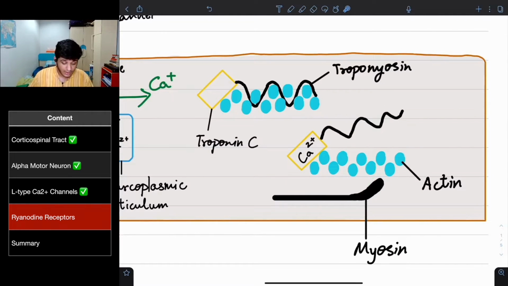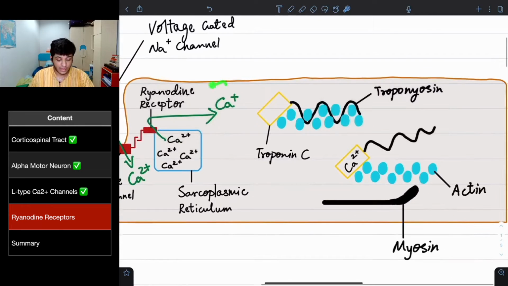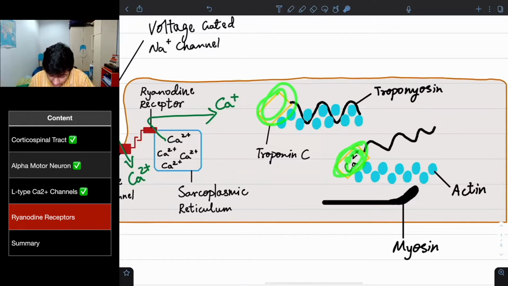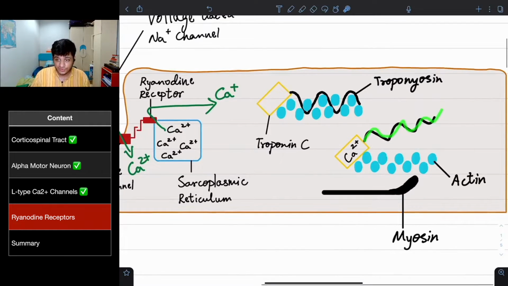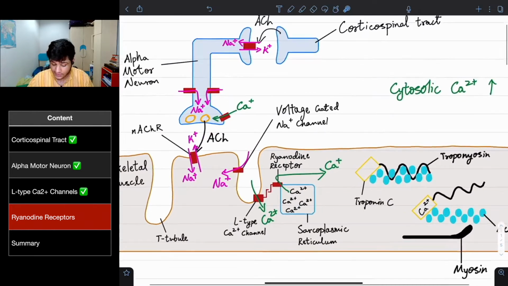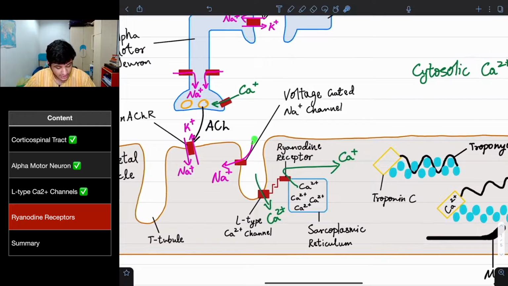So the cytosolic calcium ions bind to troponin C, and the troponin C moves with that calcium ion bound to it, moves the tropomyosin from the actin, allowing myosin to bind to the actin and cause muscle contraction. Okay, so it's very simple, very simple.